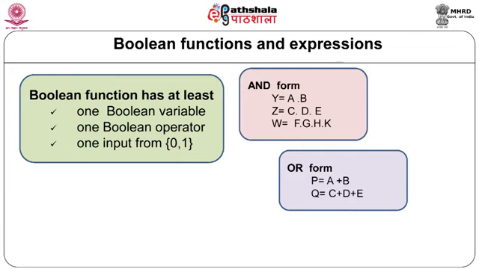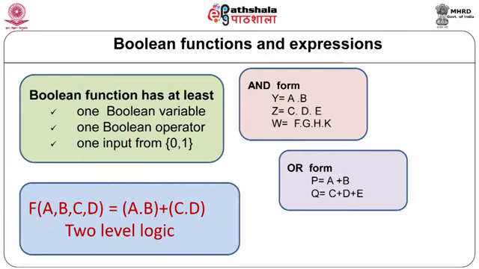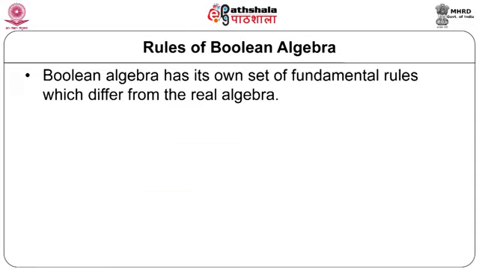The Boolean expression f as a function of 4 variables a, b, c, d could be given as ANDing of a, b or with ANDing of c and d, which is shown here. Boolean algebra has its own set of fundamental rules which differ from real algebra. Let us now understand simple rules of Boolean algebra and study them in comparison with the real algebra.